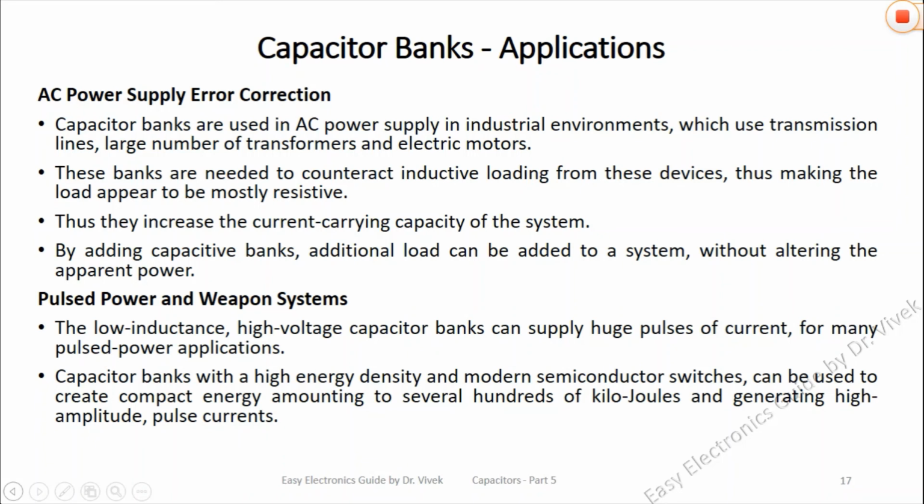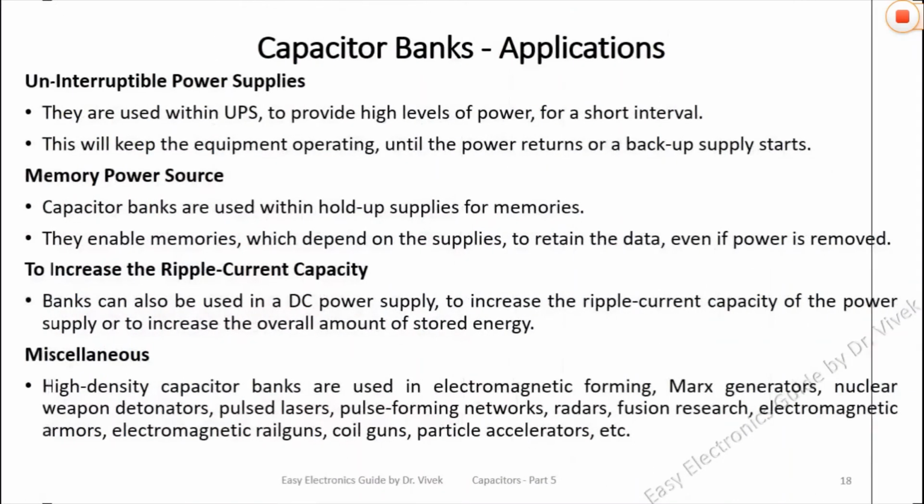The low inductance high voltage capacitor banks can supply huge pulses of current for many pulsed power applications. Capacitor banks are used within UPS to provide high levels of power for a short interval. They are used within hold-up supplies for memories. They can also be used in a DC power supply to increase the ripple current capacity of the power supply.